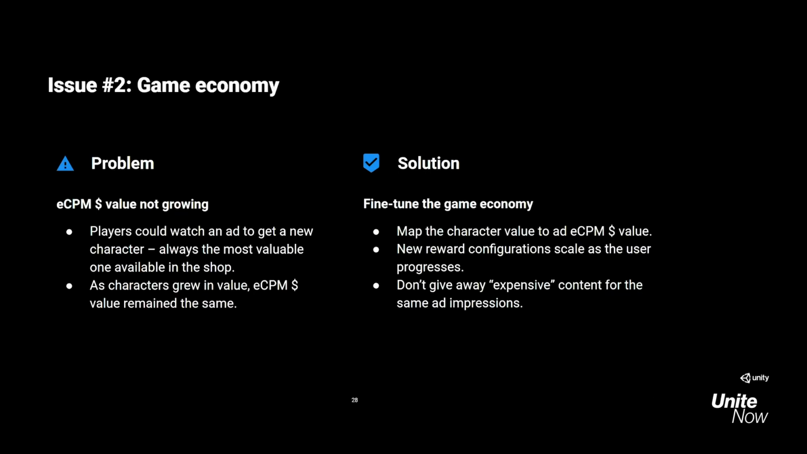This meant that the developer ended up giving away more and more value as the player progressed per ad watch, which is obviously not a great idea if you want to retain users long term and get them to purchase in the long term. So we worked with the developer to highlight this issue. We mapped out the character value to the ad eCPM dollar value. We implemented new reward configurations to scale as the user progressed, and we stopped giving away the most expensive content for the same exact ad impression. In the end, we found that users still retained and engaged really well, but they weren't progressing through the game super quickly at a pace that the developer wasn't able to create new content for.